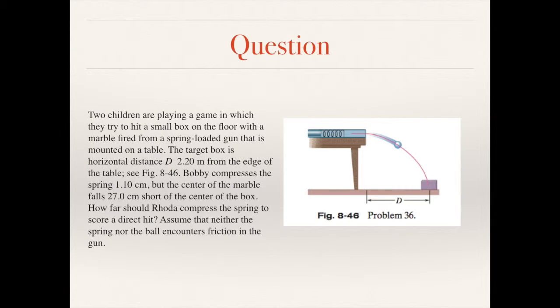So the question: two children are playing a game where they try to hit a small box on the floor with a marble fired from a spring-loaded gun that's on the table. The box is 2.2 meters away from the edge of the table, and one of the kids compressed the spring 1.1 centimeters, but the center of the marble falls 27 centimeters short of the center of the box. So here's the question: how far should the other kid compress the spring to score a direct hit?